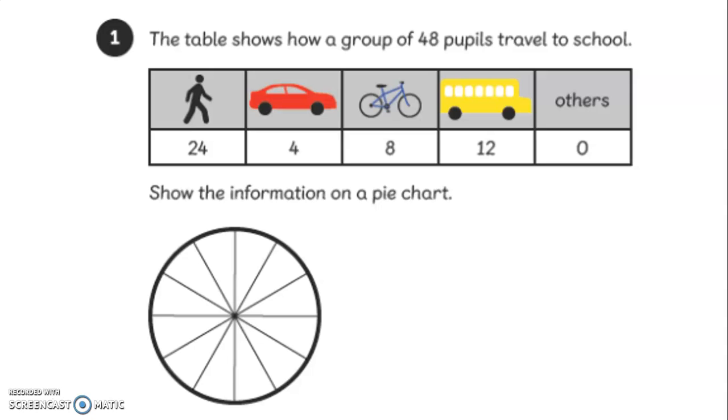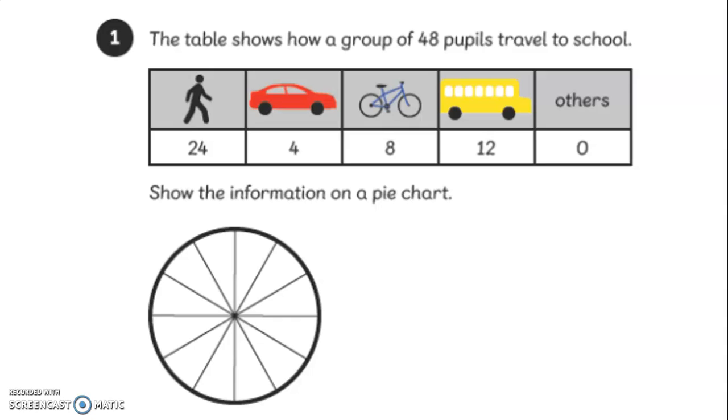Here's another set of data. This time it's showing how a group of 48 pupils travelled to school. You should pause the video now and have a go at creating the pie chart to show this data.